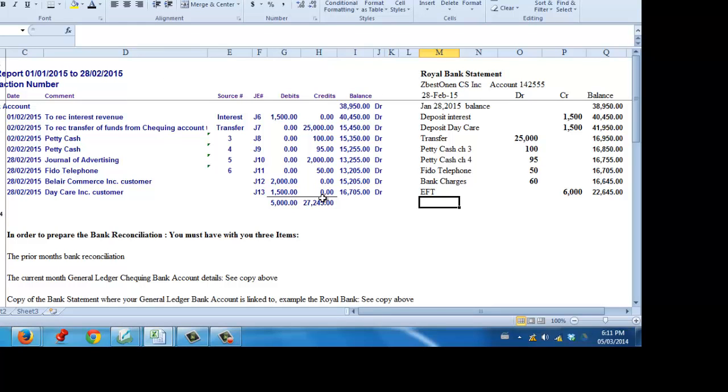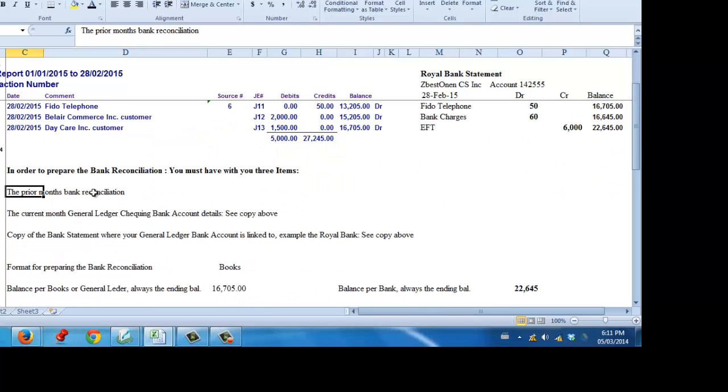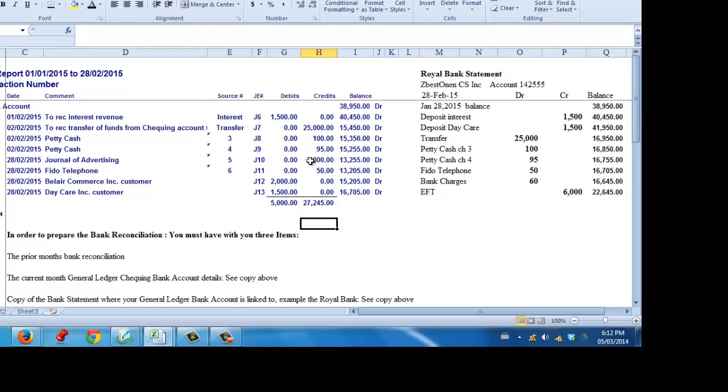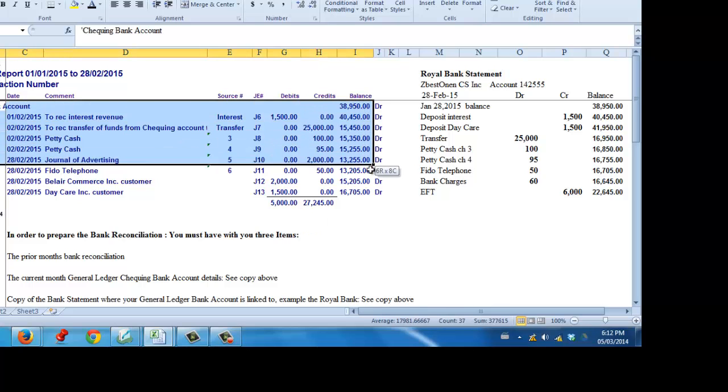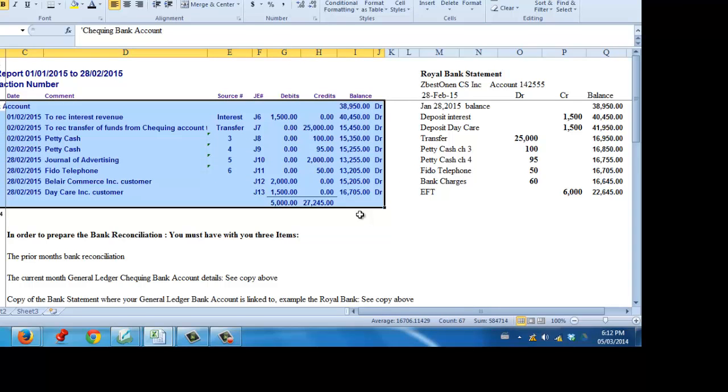Now, what are the things that we need in order to prepare a bank reconciliation? Well, we need the prior month bank reconciliation. In this case, I have not presented it because it's not required. In the subsequent bank reconciliation problems, I will demonstrate a prior month bank reconciliation that is required. For this particular exercise, we're going to keep it simple. Don't worry, you will understand every other bank reconciliation that comes along. We need to provide you with the current month general ledger checking bank account. See above. This is it. What are all the transactions that happen in our general ledger?